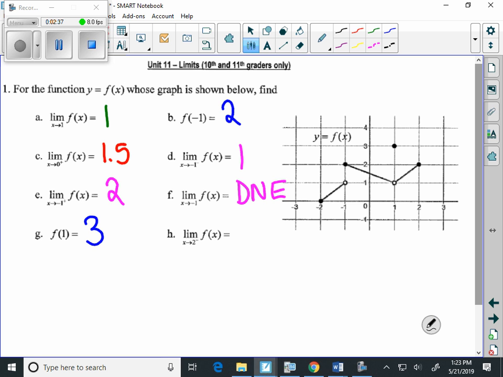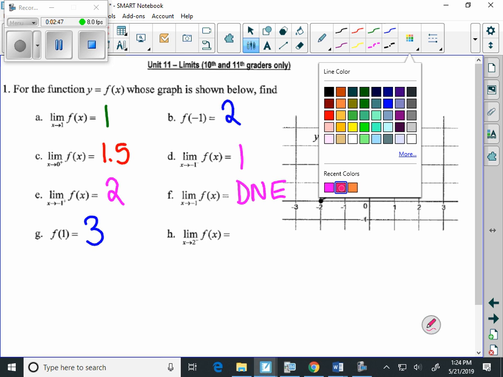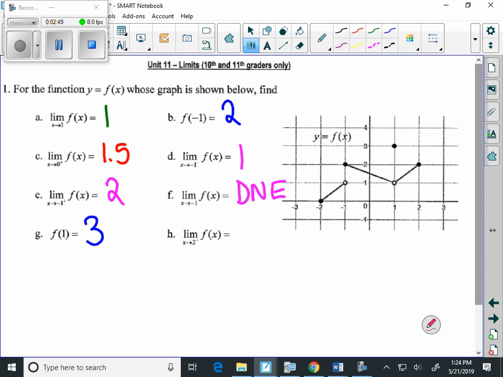And that leaves just one final limit to look at, and that is the limit as x approaches 2 from the left, and it's +2. So we're coming over here, and as x approaches 2 from the left, we're also approaching 2.